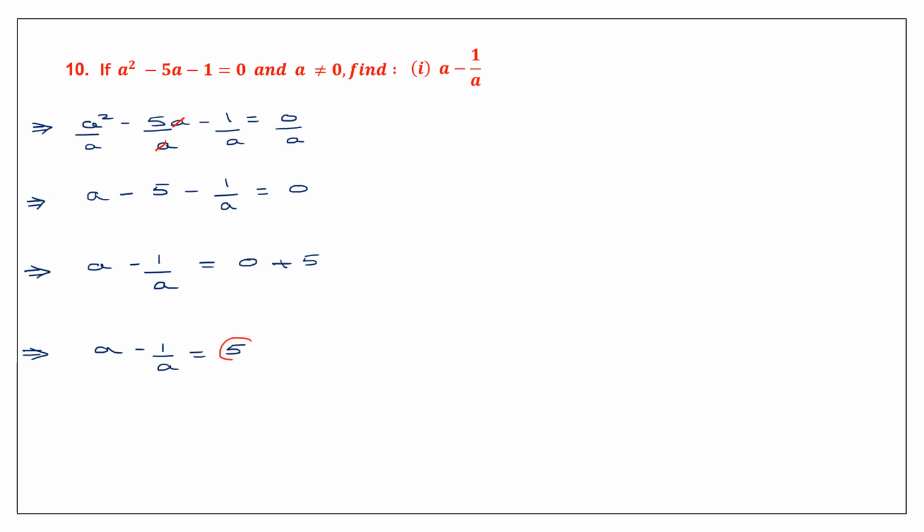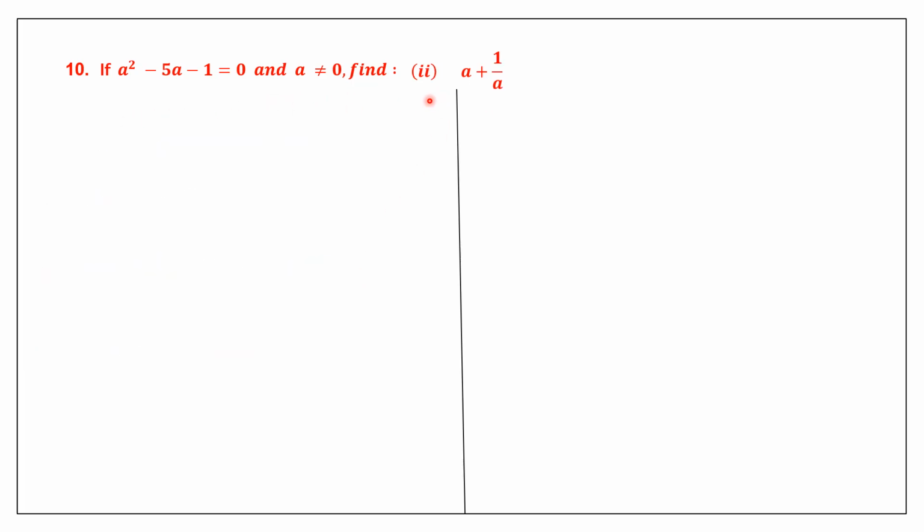Since we have more parts to this question, this first part, a minus 1 by a is equal to 5, is important because you will be making use of it in the other parts. That's how generally questions are framed here. Question 10, the second part, we have to find out a plus 1 by a. Now we need to make use of what we found out in the first step, that is a minus 1 by a. So let's take that a minus 1 by a and let's square this.